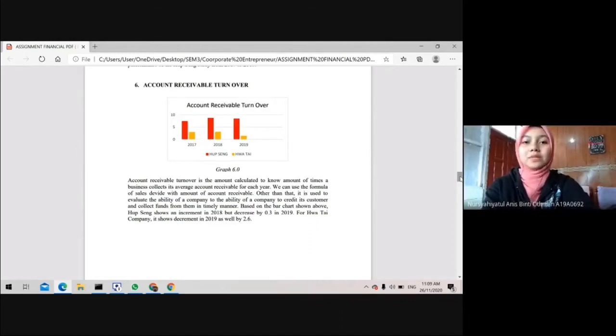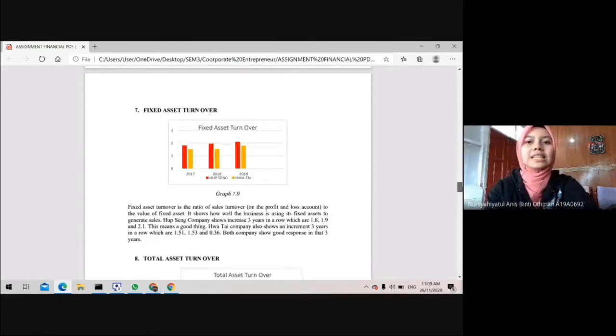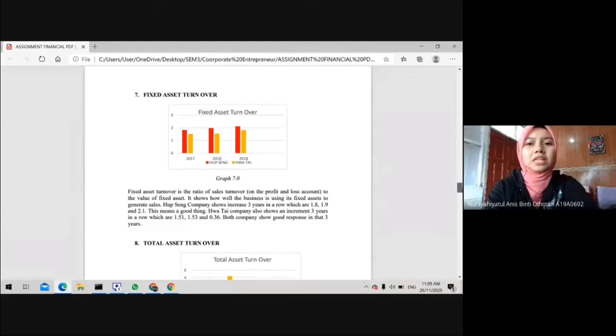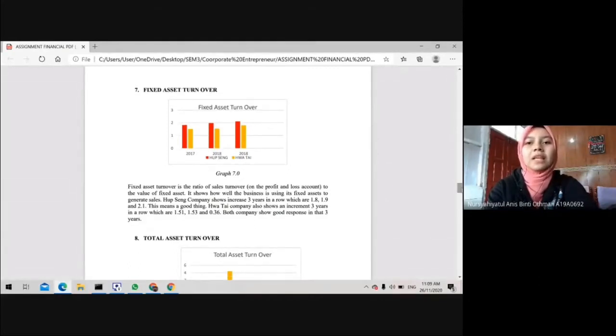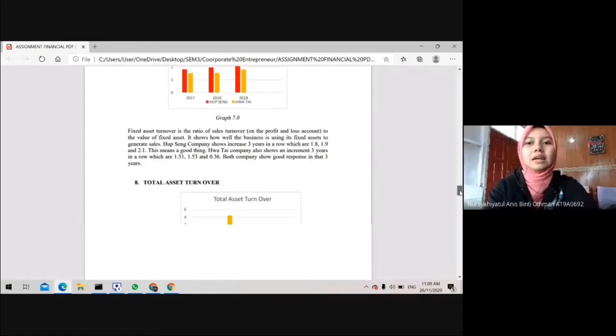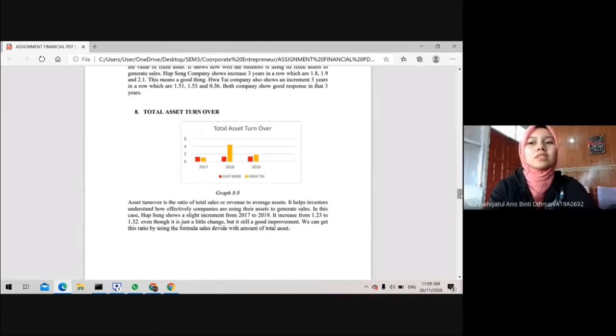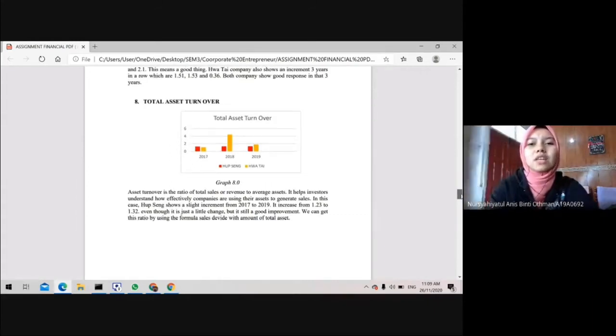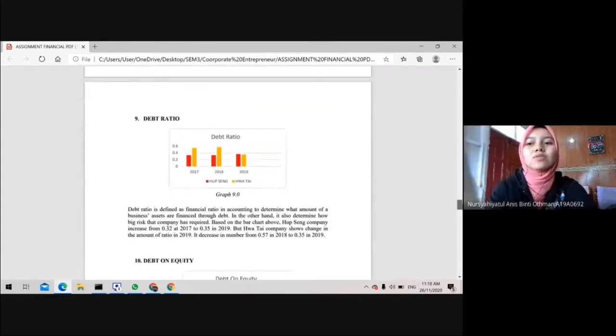Thank you, Ms. Salima. So let's proceed with mine. Based on the bar chart, account receivable turnover for Seng is higher than Huatai. Seng decreased by 0.3 in 2019, and Huatai also suffered the same by 2.6 in 2019. Then for fixed asset turnover, as we can see here, both Huatai and Seng show an increment 3 years in a row. Next, total asset turnover: Seng slightly increased from 2017 to 2019, and Huatai increased very drastically in 2018 and decreased the same way in 2019.